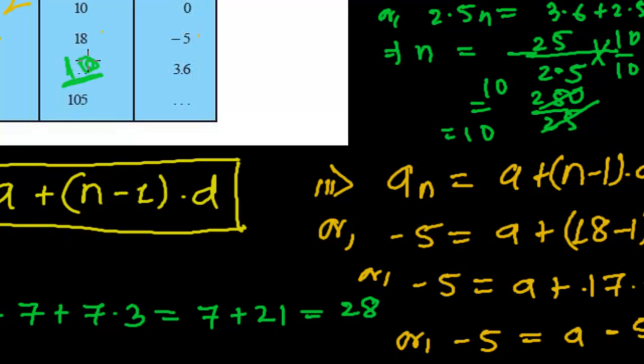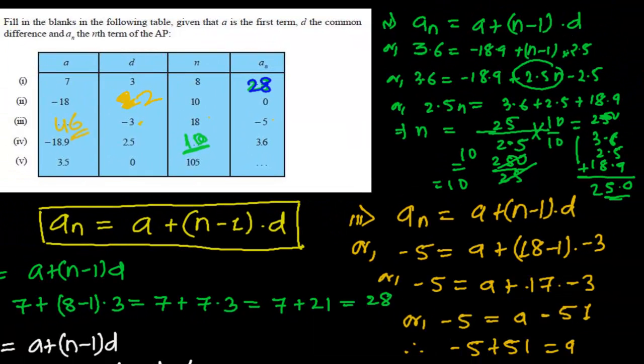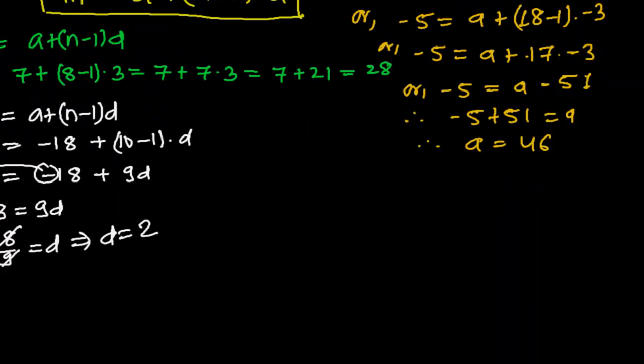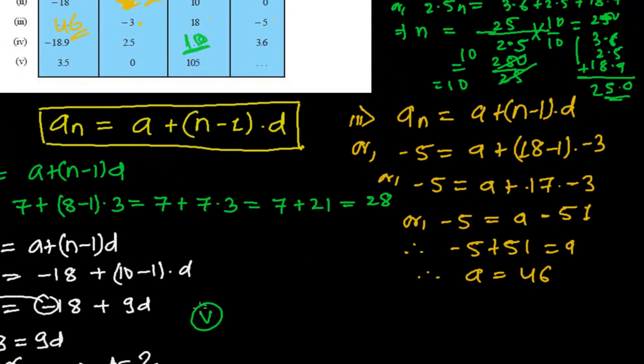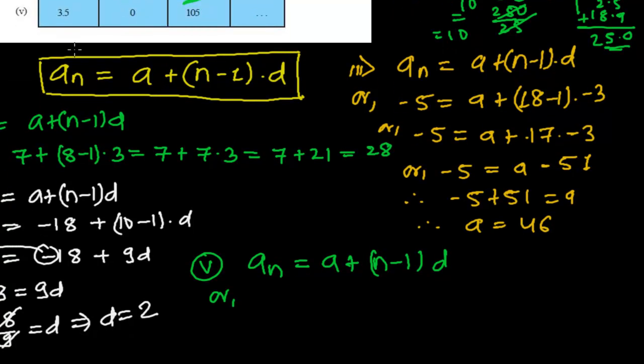Now the last one I'm doing, or should I leave it for you to do yourself? Okay, I'm doing this. In the fifth one, we have got the first term, the common difference and n, and we have to find the nth term. So I'm going to write the formula an equals a plus n minus 1 times the common difference. The first term a is 3.5, the common difference is 0, and n is 105.